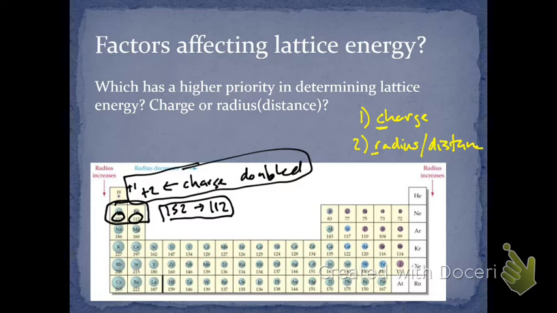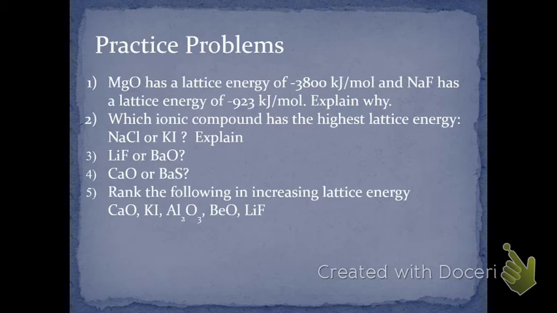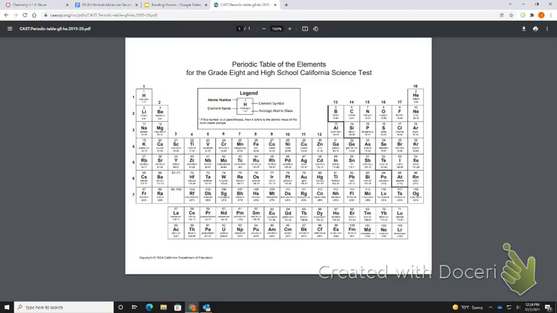So let's do some problems. MgO has a lattice energy of negative 3,800 kilojoules per mole, and NaF has a lattice energy of negative 223 kilojoules per mole. Explain why. So at this point, let's go to the periodic table. So we're comparing MgO and NaF. So the first thing, you guys remember? It's charge and then distance, right?